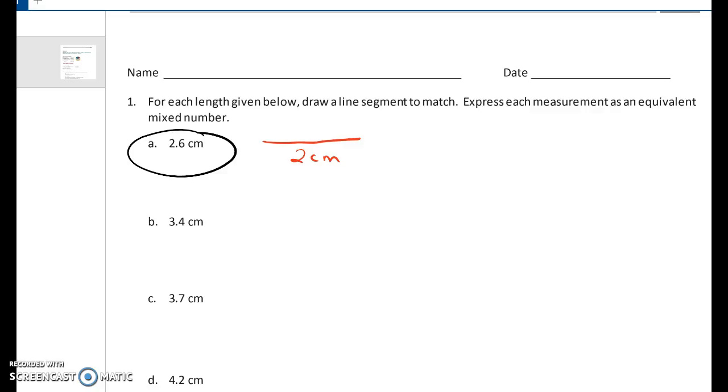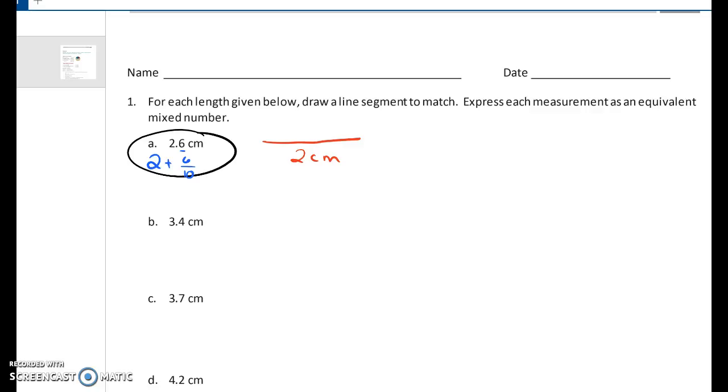Now, real quickly, what I've been doing before, and I still think it's a good idea, if this is confusing to you, just remember what the 0.6 actually means. So you know that this is technically 2 plus, what is the 0.6, everybody? 6/10. So if it helps you, write that down so that you can see that it is really just 2 6/10, so that you're not confused by the decimal. It doesn't freak you out at all.